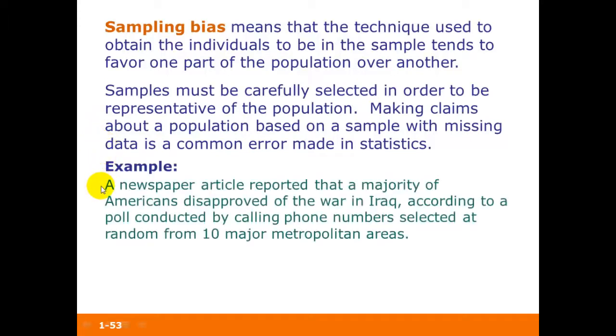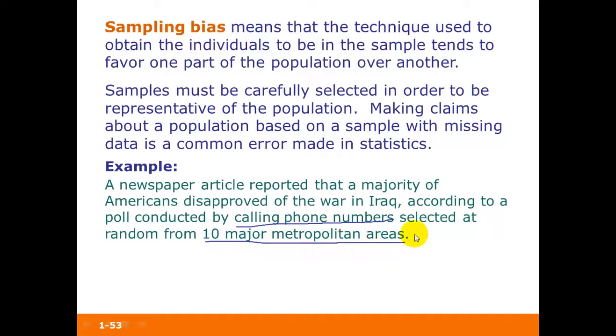Here's an example. A newspaper article reported that a majority of Americans disapproved of the war in Iraq, according to a poll conducted by calling phone numbers selected at random from 10 major metropolitan areas. The sampling bias in this example, there are actually at least 2 different things that we could talk about. One was this was done by calling phone numbers. That means that someone who didn't have a phone or whose phone number maybe was unlisted would have been left out. The second was that the phone numbers were selected at random from 10 major metropolitan areas.